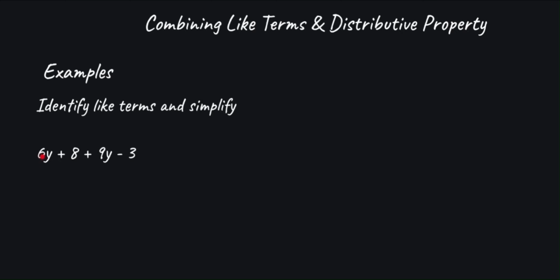Another example would be 6y plus 8 plus 9y minus 3. This is a very similar question to what we just did. So I'd like you to try and solve it and let me know if you get the right answer. Okay, like before, we will group the like terms. So I know we have 6y and 9y. So 6y plus 9y. We have 8 minus 3, so plus 8 minus 3. 6 plus 9 is 15. So this would be 15y plus 8 minus 3 is 5. That's plus 5 there. And this is your answer.